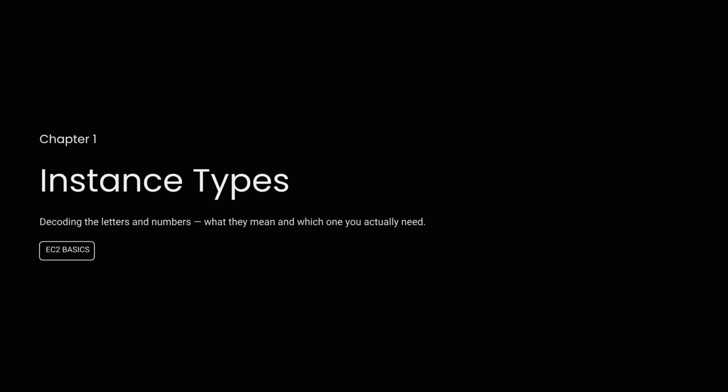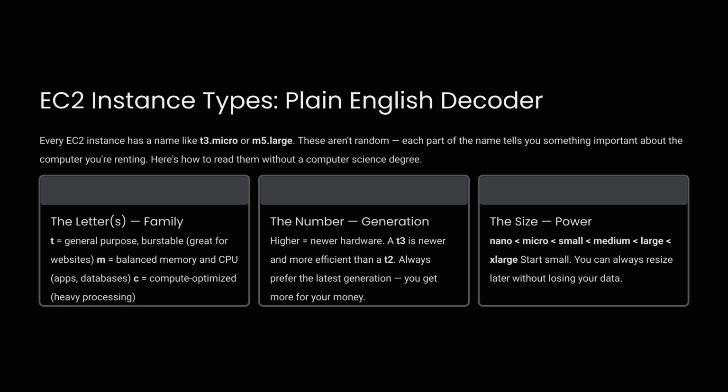Chapter 1 focuses on instance types. We will decode the letters and numbers in instance names to help you choose the right virtual server for your needs. EC2 instance names like T3.micro tell you 3 things.